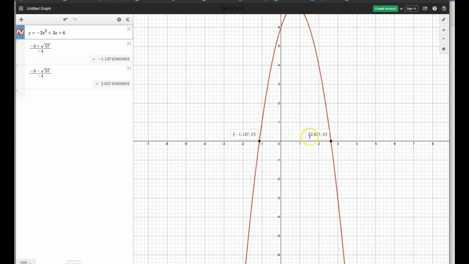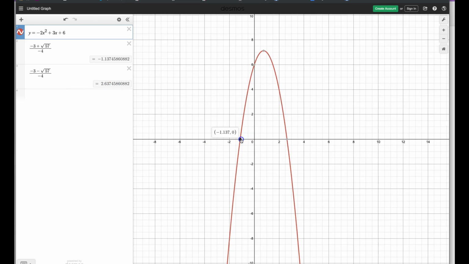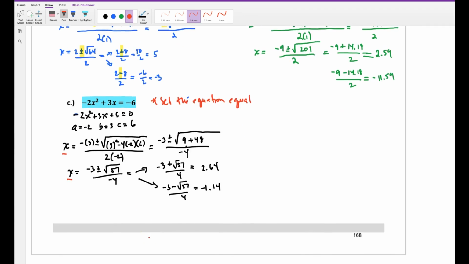And notice I just rounded to negative 1.14, 2.64. So we do have the same answer. But again, that's how you can use Desmos to check. These are the x-intercepts. That's what that solution is getting us there.